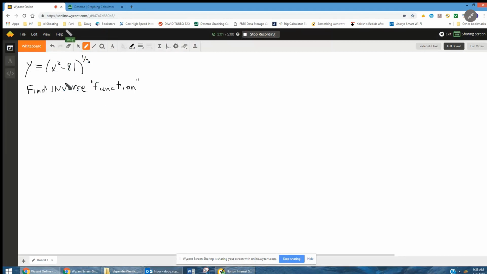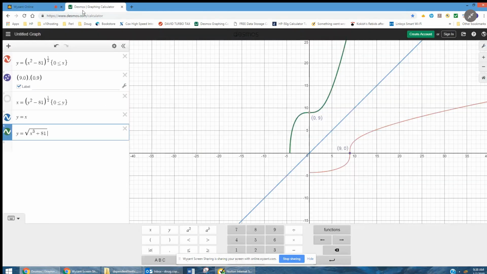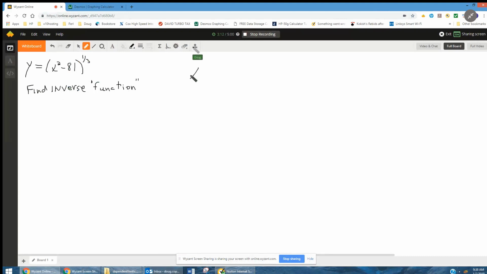So how do we get from here to this definition, y equals the square root of x cubed plus 81? Well, the general technique when you're finding an inverse function is to interchange x and y and then solve for y. How do we isolate that y? That's the question. Well, if we raise both sides to the 3rd power, we get rid of that fractional exponent.